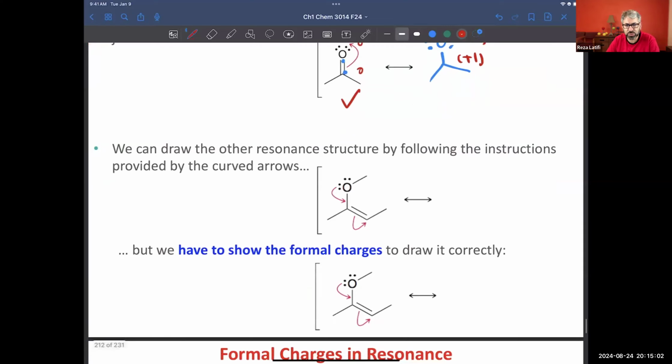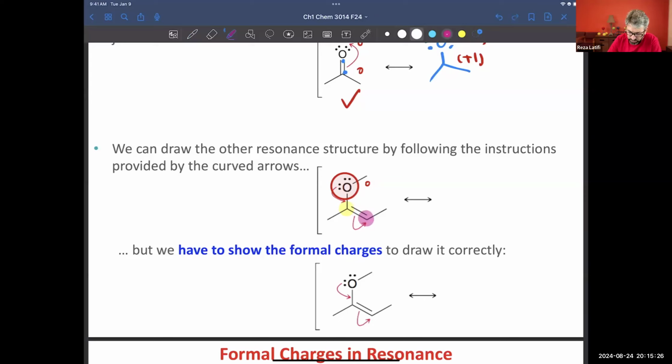How about the second one? In the second one, oxygen is already an octet, and it has a 0 formal charge. But you can share the lone pair from oxygen with this carbon, and if you did, then the 2 electrons will move to the next carbon, and it's going to have a negative charge.